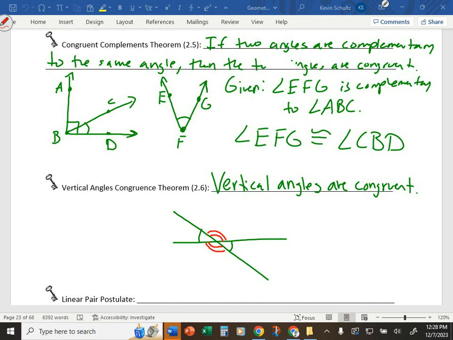Okay. So at any intersection point of segments, rays, or lines, there are two pairs of vertical angles that are formed. Okay, and the vertical angles theorem allows you to conclude, prove that they are congruent angles.